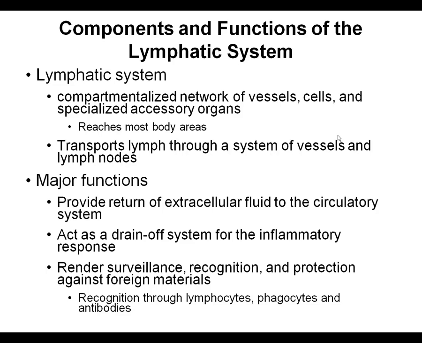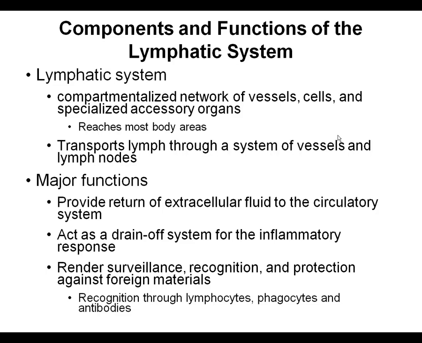The lymphatic system is probably the second of the compartments that does a lot of the same thing as the reticuloendothelial system. It is a compartmentalized network. It does have vessels and cells as well as some accessory organs. This is going to reach most of the body parts. The RES, you'll notice, was kind of isolated to different parts of the body. The lymphatic system goes nearly everywhere.